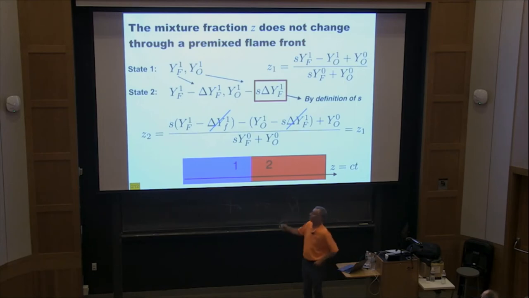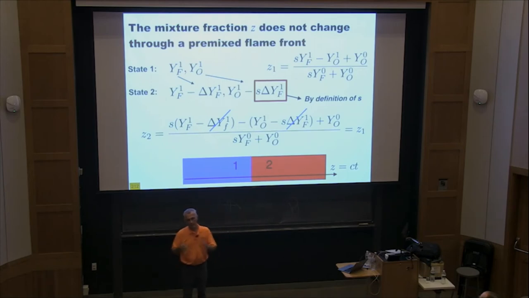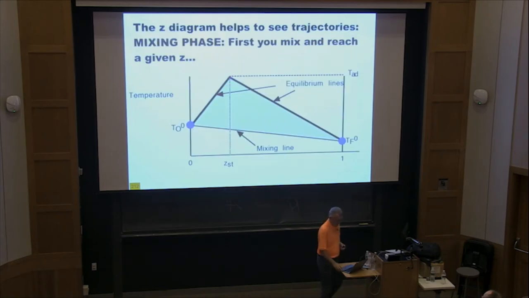Okay? So you are left with Z1. So through a premixed flame front, the mixture fraction is conserved. It's like two independent things. And that's actually a good way to interpret what's going on in a diffusion flame.